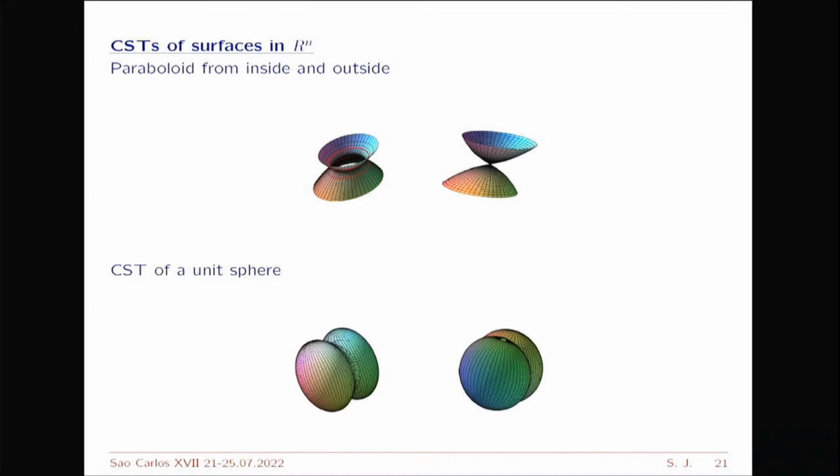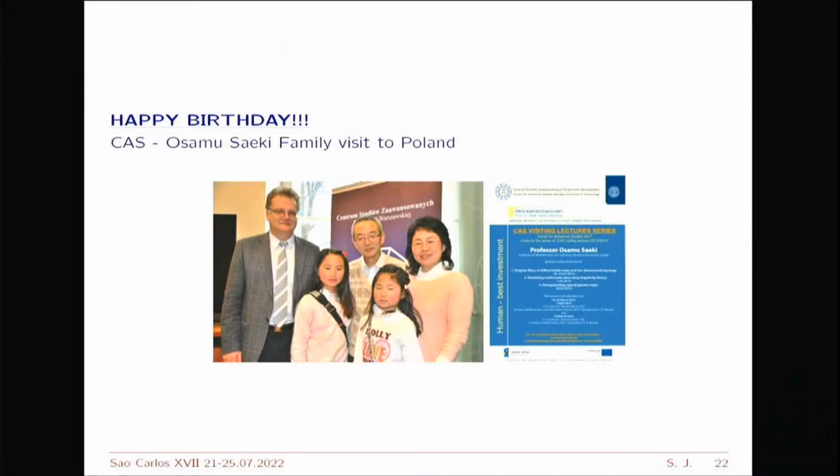I would like to finish with congratulations to our jubilee and happy birthday, Osamu. This is the picture of your family. Perhaps the girls are bigger than today. It was some years ago. They are always sweet, of course. So it was a visit of Osamu and his family to the Center for Advanced Studies. It was very nice. You see, this is a program which was very ambitious, of talks and discussions of Osamu with students and PhD students and professors and others. So thank you very much. For you, all the best and congratulations. Thank you.